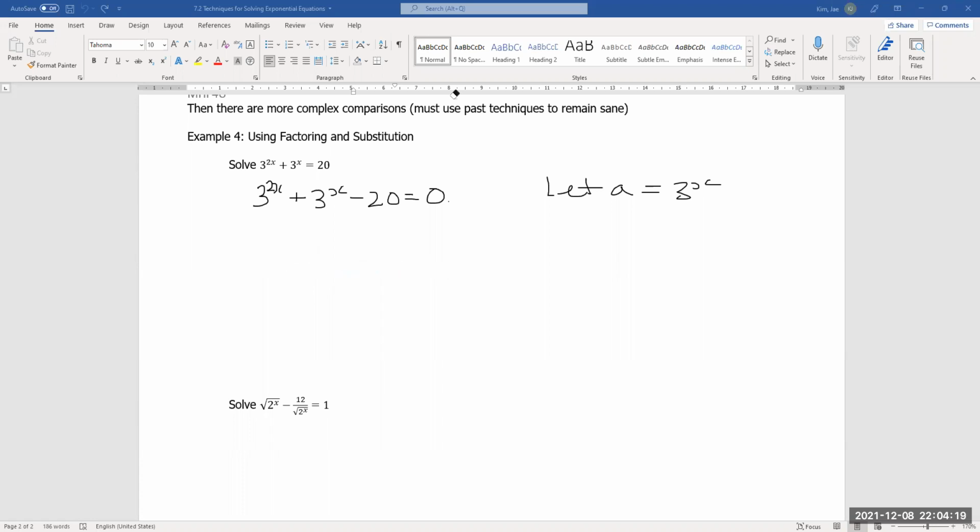Well, we're going to use your exponent laws. 3^(2x) can be rewritten as (3^x)^2 + 3^x - 20 = 0. And how can I say that 3^(2x) is equal to 3 to the power of x to the power of 2? Well, remember our power rules for exponent laws.